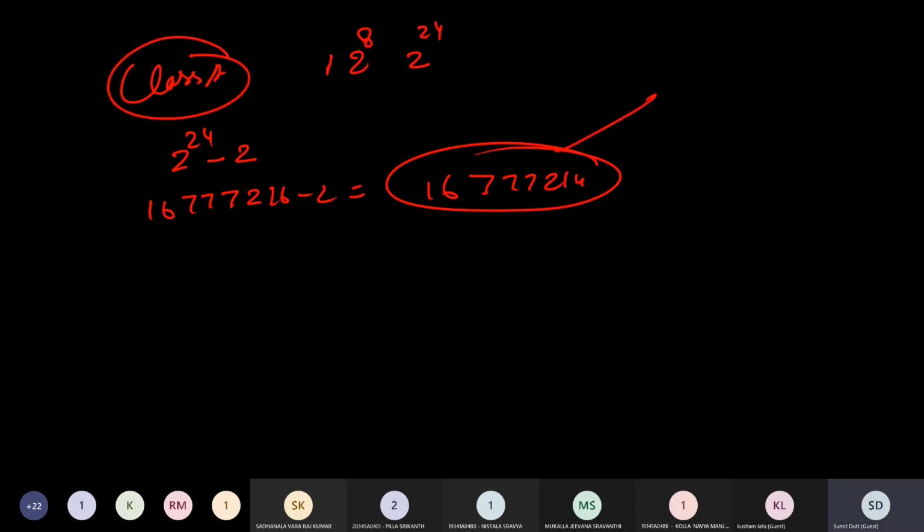Am I clear so far? Now we know how to find the network ID, how to find the broadcast ID, and how to find the number of usable hosts in any IP address, and how we tell our machine the class with the help of the default subnet mask, right? Now I'm going to give you one example, one question.